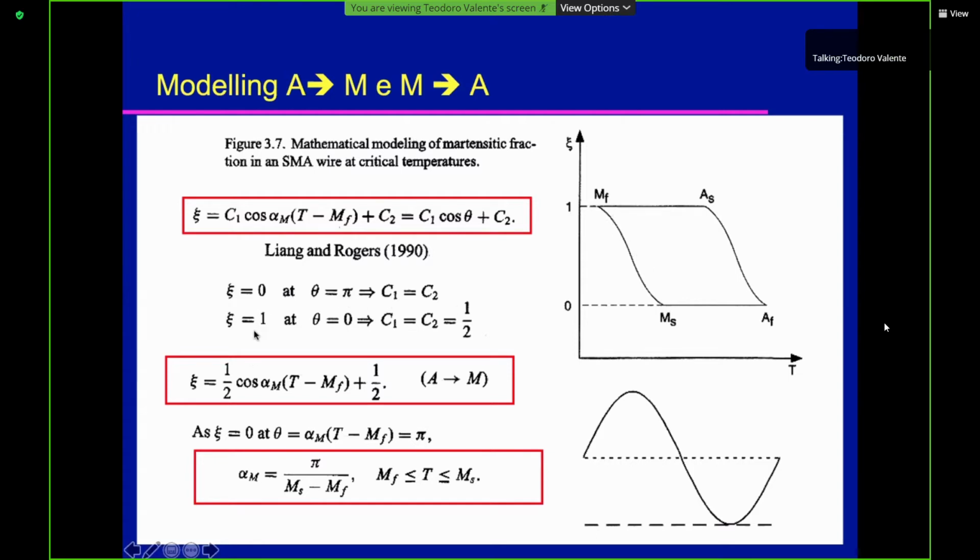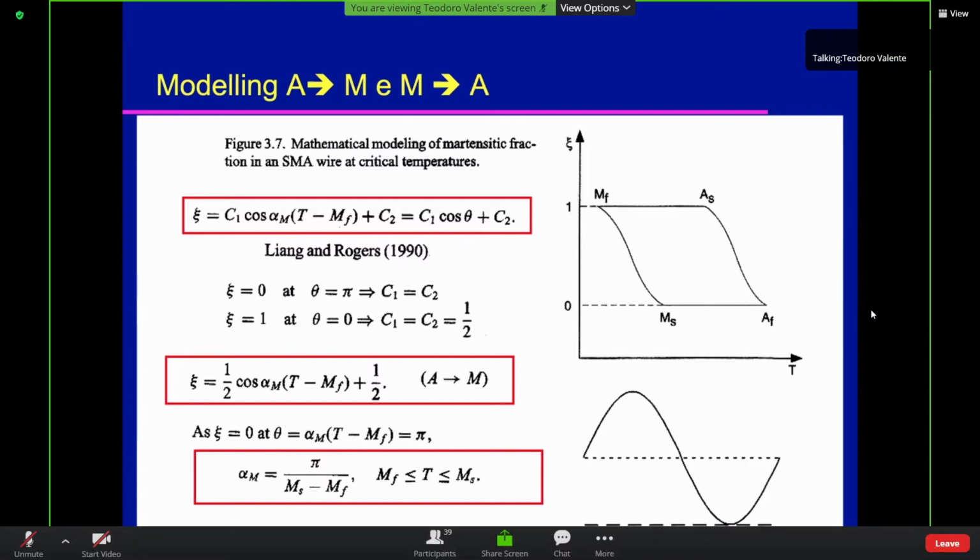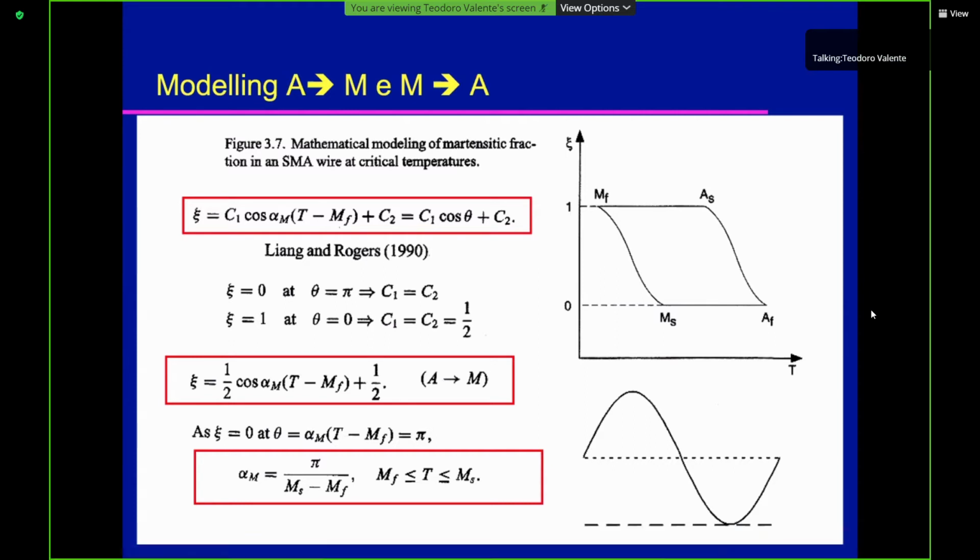The second boundary condition that we can apply is related to the point on MF, when Xi is equal to 1, that is, the value of the angle theta is equal to 0. And thus, if we apply these two boundary conditions to the general expression which was written before, we can easily find that C1 is equal to C2, and they are both equal to 1/2.